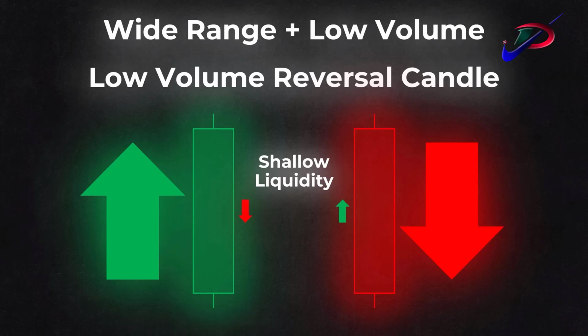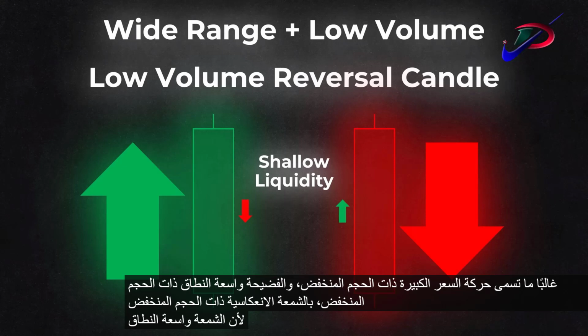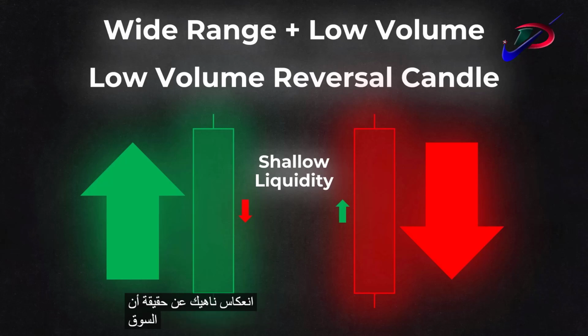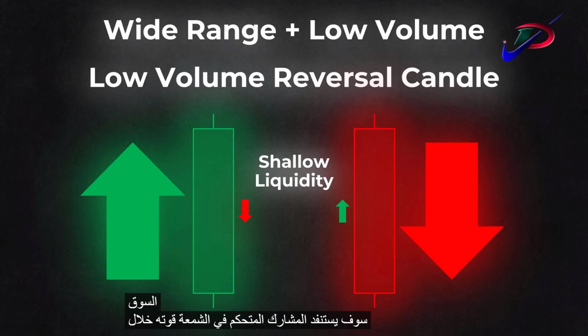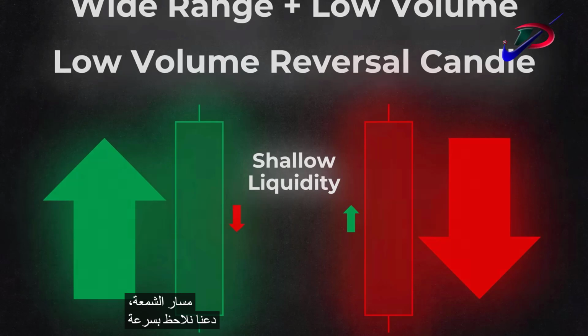A wide range candle with low volume is often called a low volume reversal candle because the wide range candle will usually stop when there is a deeper liquidity pool that may indicate a reversal. Not to mention the fact that the market participant in control of the candle will exhaust its power through the course of the candle.